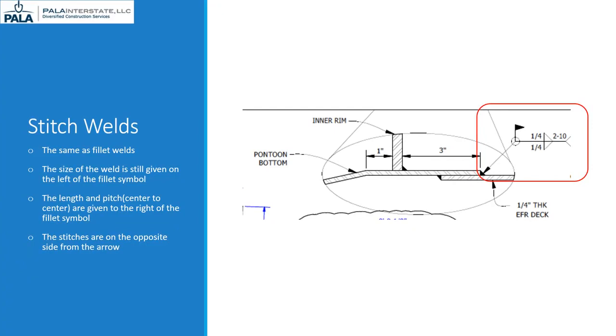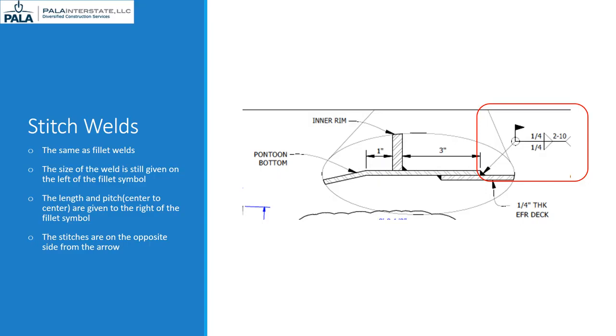Here we see an example of the deck for a floating roof tying into the pontoons. The lap joint goes all the way around the roof and is to be field welded. Notice the weld symbol itself is still a fillet weld, and the arrow side of the joint is to be fully welded. The opposite side of the joint is to be stitched.